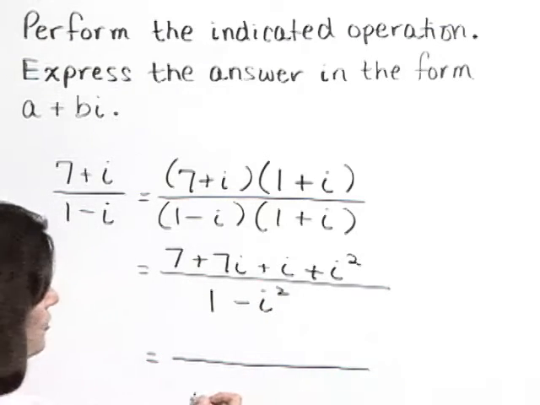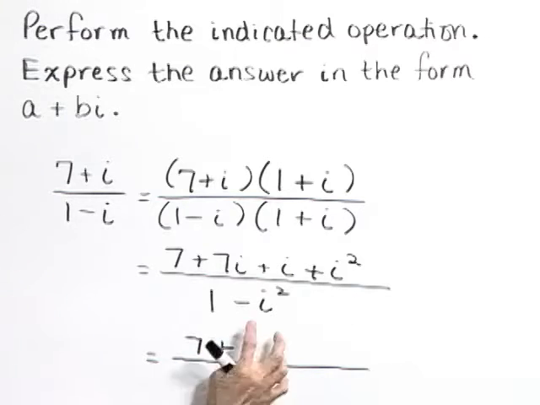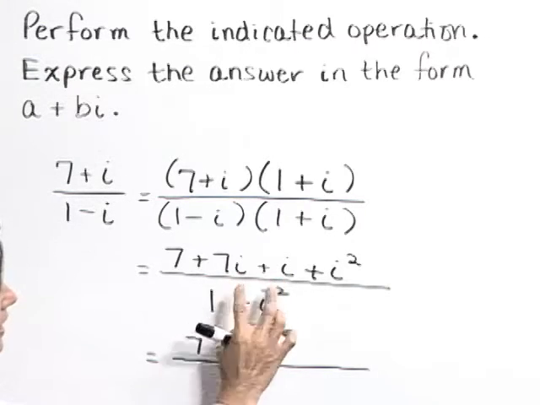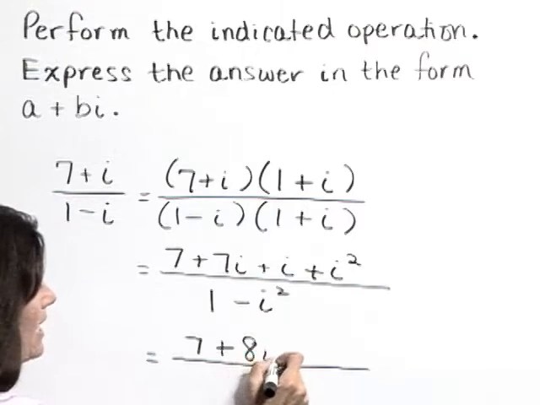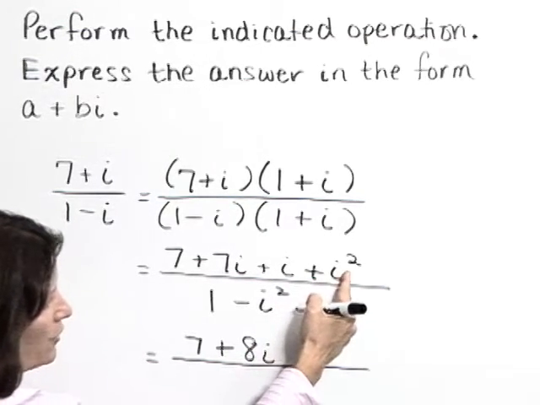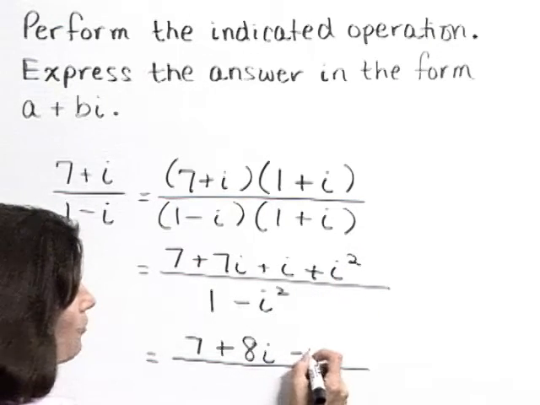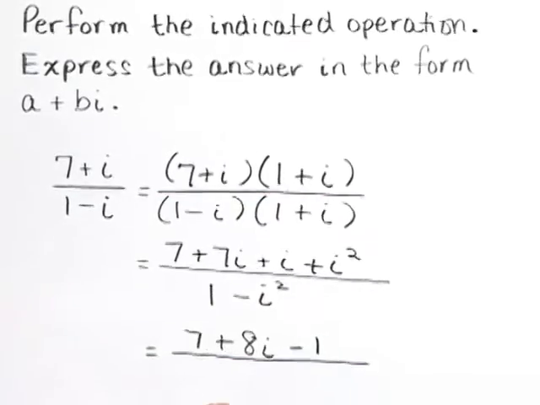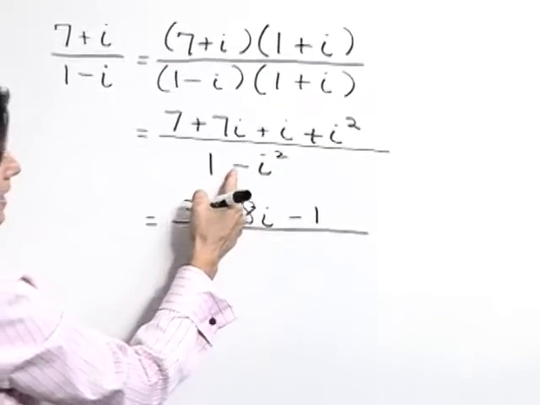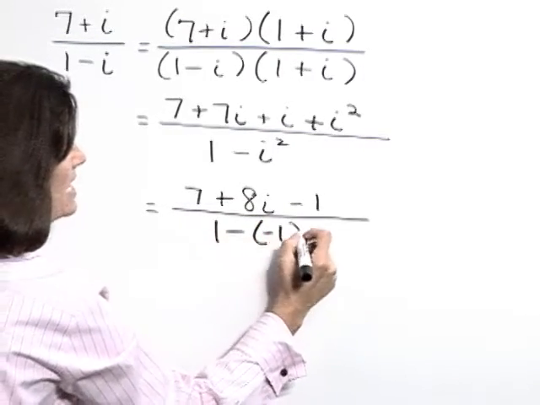Let's simplify the numerator now. Up front we have a 7 plus, combining like terms, 7I plus I is 8I, plus I squared is equal to a negative 1, plus a negative 1 I'm going to write as minus 1. In the denominator we have 1 minus I squared, that's 1 minus negative 1.